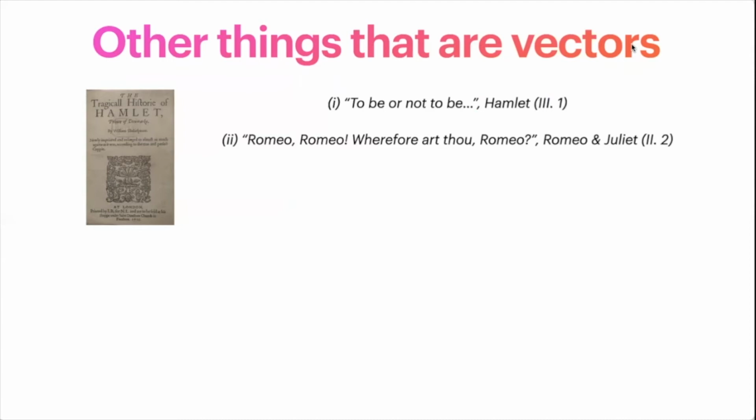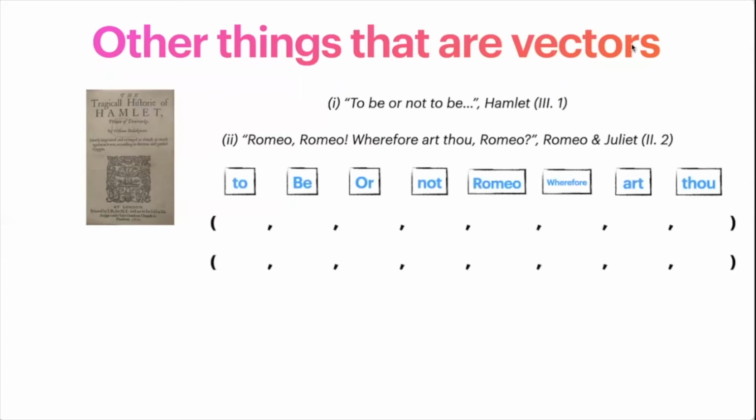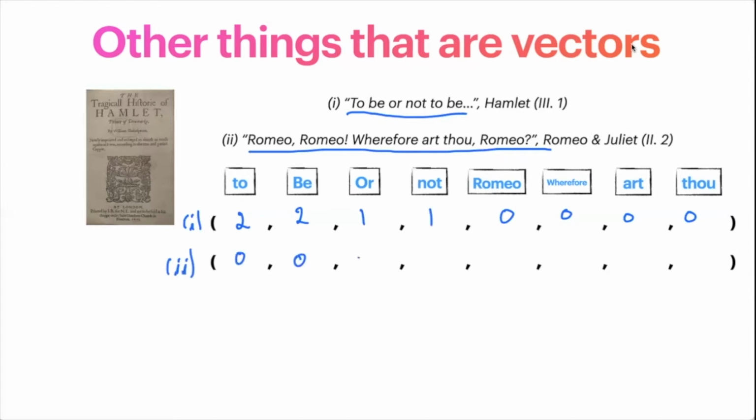What you want to do, or one thing you might want to do, is to get all unique words that are cited in both quotes, and then just count the number of times that they appear in each quote. So for example, for the first quote, the word to appears twice, the word be appears twice, the word or appears once, the word not appears once, whereas Romeo does not appear in the first quote, and neither do any of the other words. Whereas for the second quote, none of the first words appear, so I'm going to put a 0 here, whereas the word Romeo appears 3 times and the other words appear once. Okay, so those are the two vectors that would represent the two quotes in this specific case.